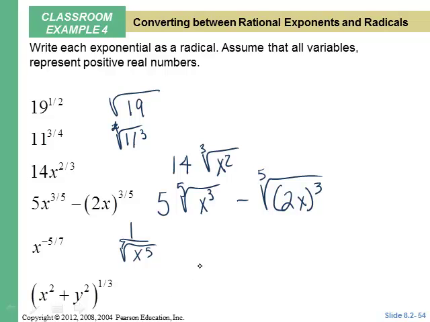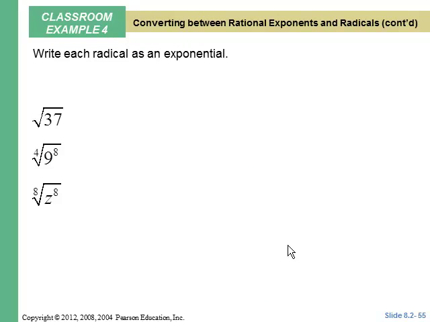And this is the cube root of x squared plus y squared. This one would be, now we're going the other direction, so this would be 37 to the 1/2. This is 9 to the 8/4, which is 9 to the second, interestingly enough.